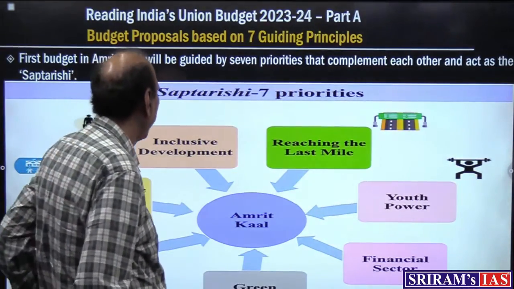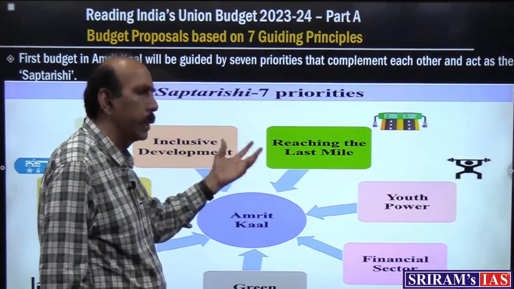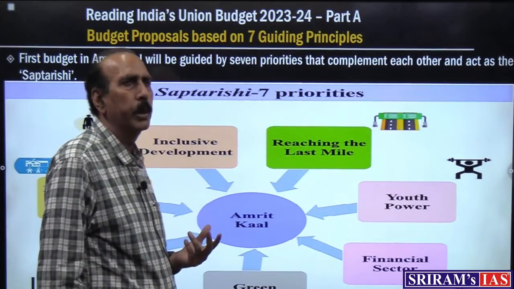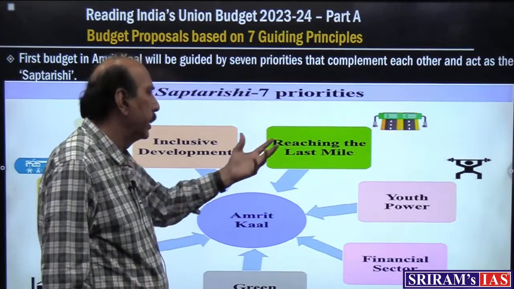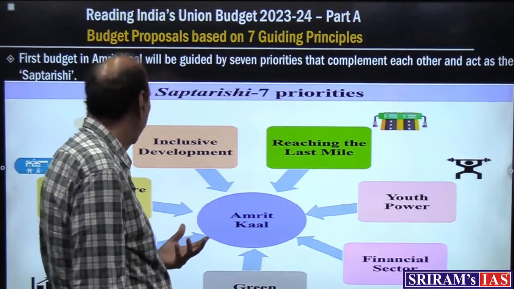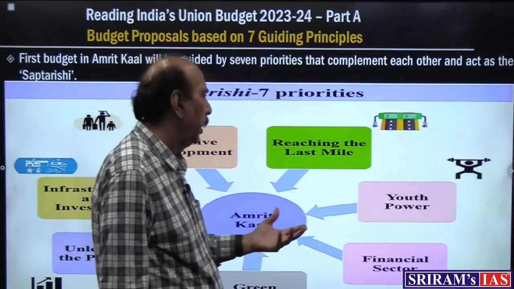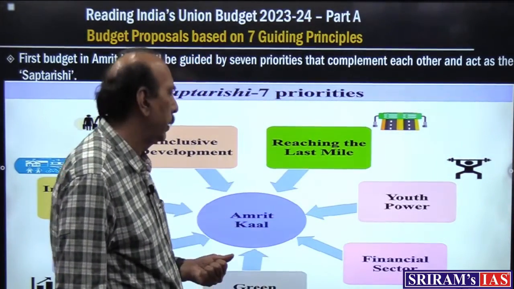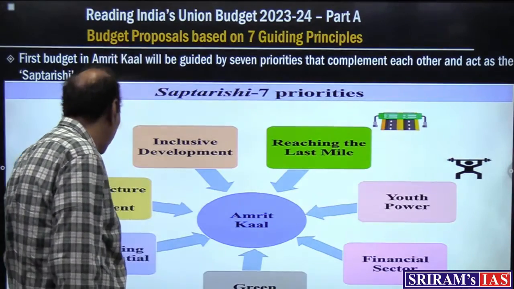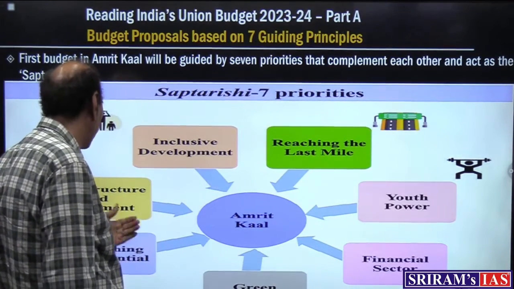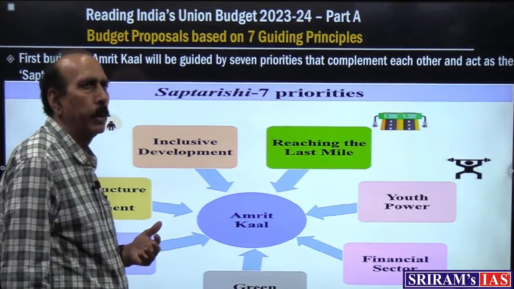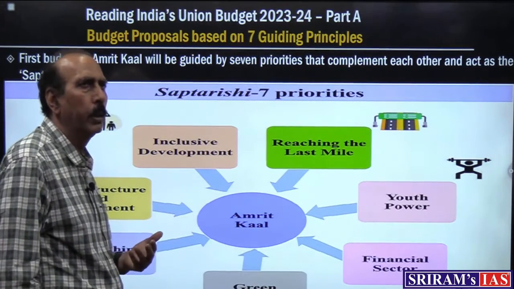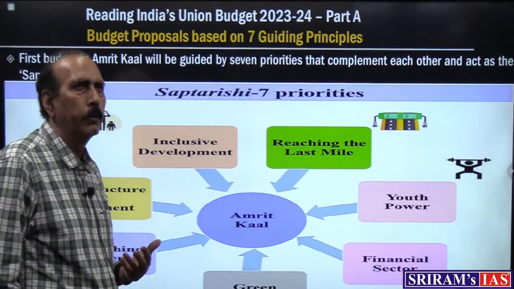You see that the 7 priorities are inclusive development, reaching the last mile, youth power. We have to exploit the youth power we have. We have to develop the infrastructure and investment so that nothing is stopped from growing because of infrastructure constraints.